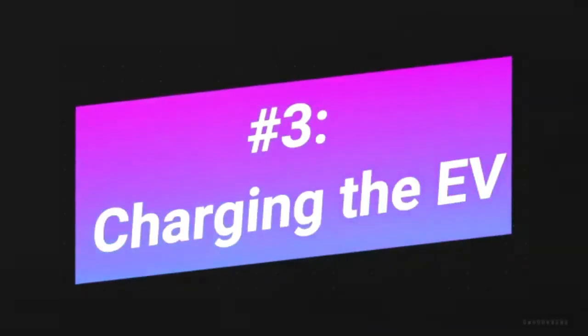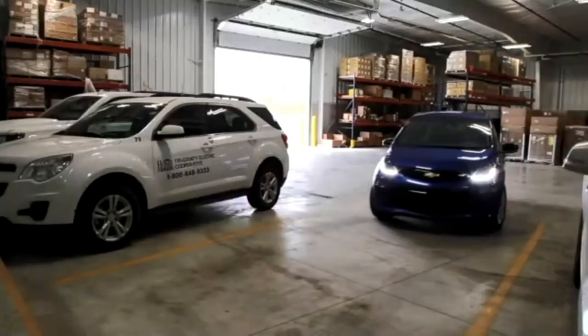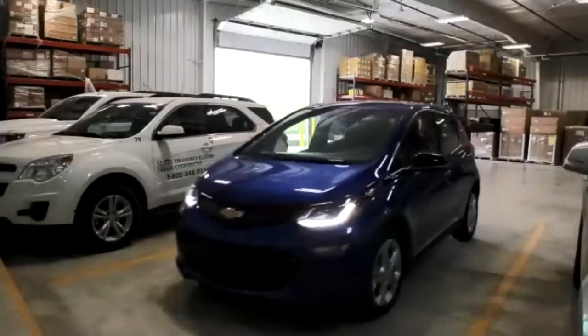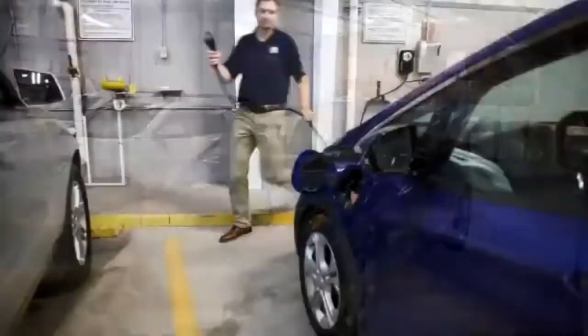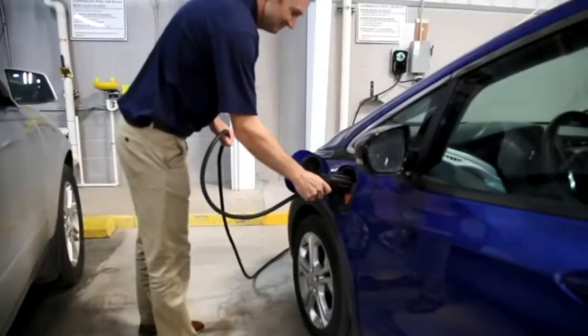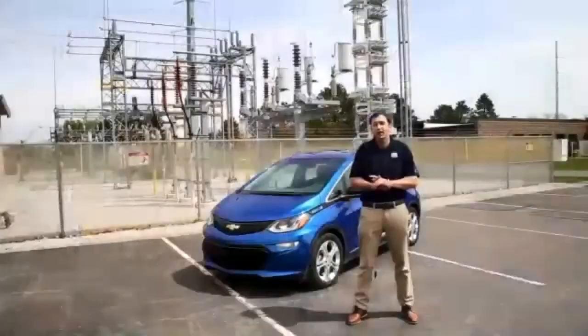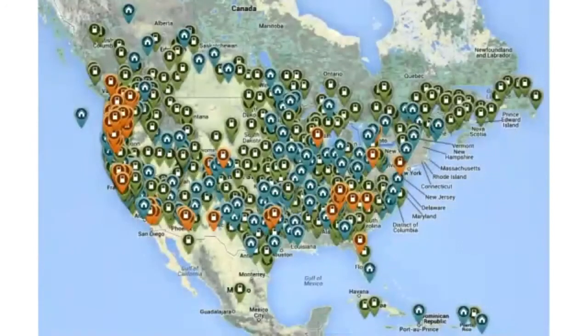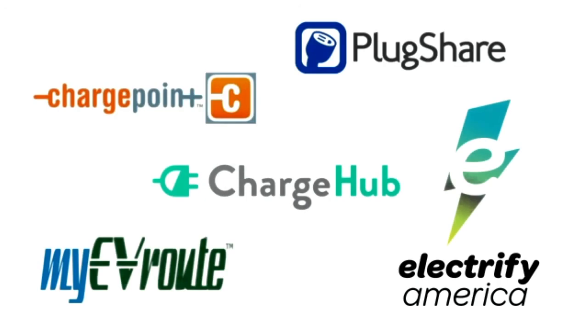Fact 3, these electric vehicles can easily be charged in your own garage with a simple 240 volt charger. And really, with the range of some of these electric vehicles, 90% of all charging happens in your own garage. Now, there is a nationwide network of DC fast charging stations and level 2 public charging stations that can be easily found through apps that can be downloaded to your smartphone.